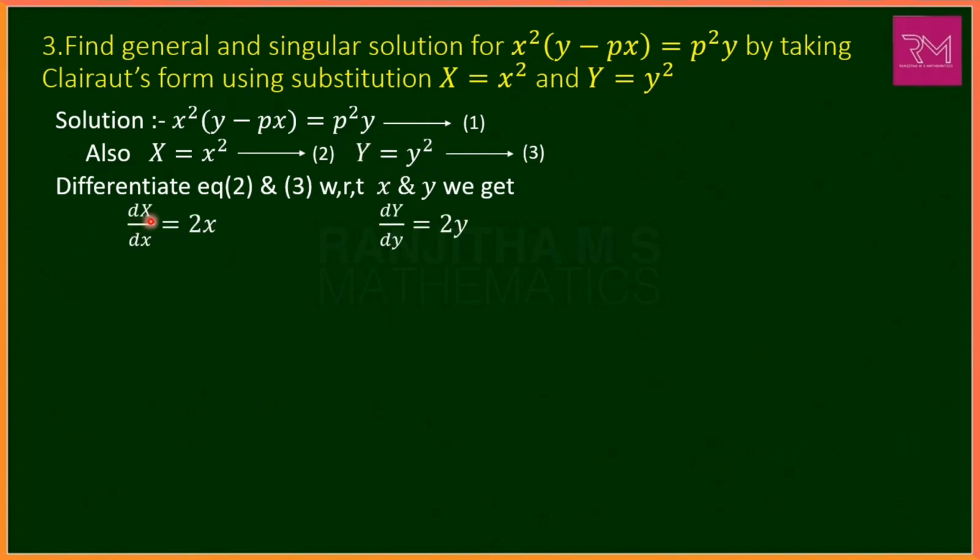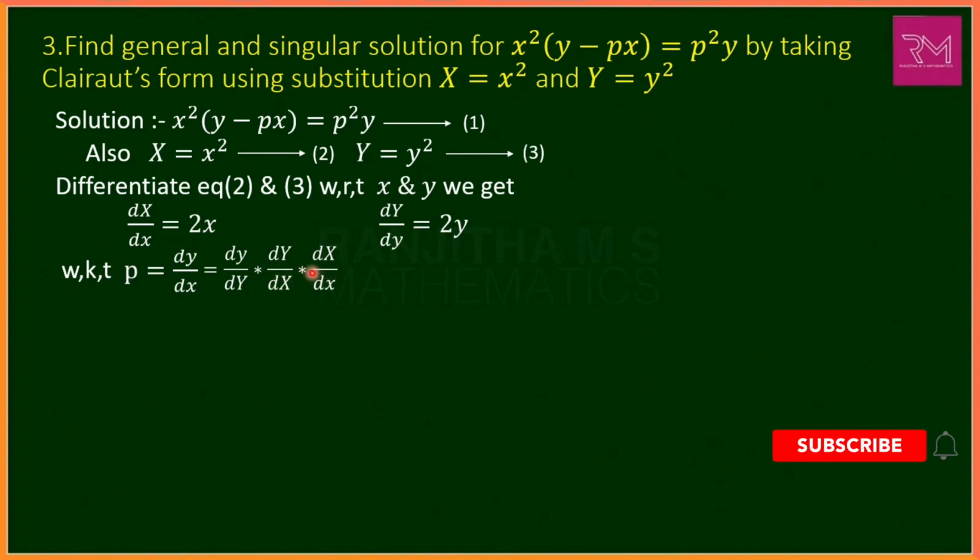We get dX divided by dx, which is equal to, here differentiation of x square is 2x. Similarly, dY divided by dy, which is equal to differentiation of y square is 2y. Next step, we have to take the value of small letter p. We know that p is equal to dy by dx. Here this is an important step. Here dy by dx, we can write it as dy divided by dY into dY divided by dX into dX divided by dx. This is a very important step to be remembered.